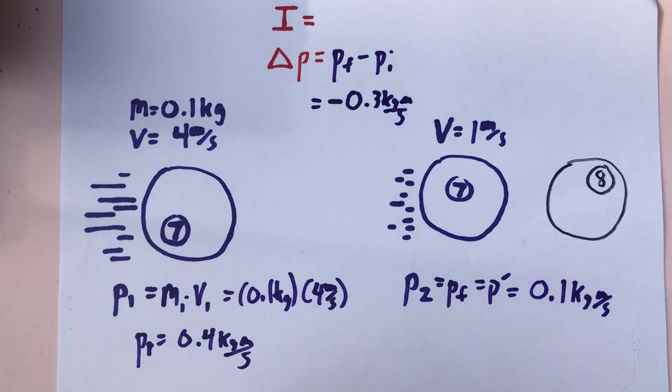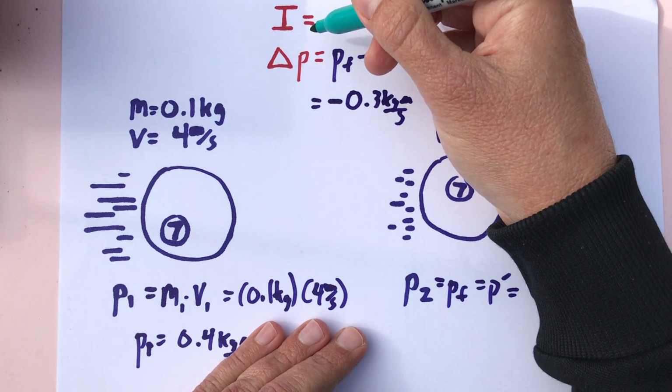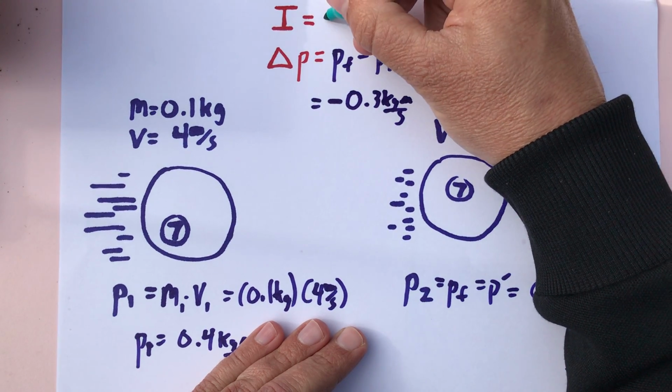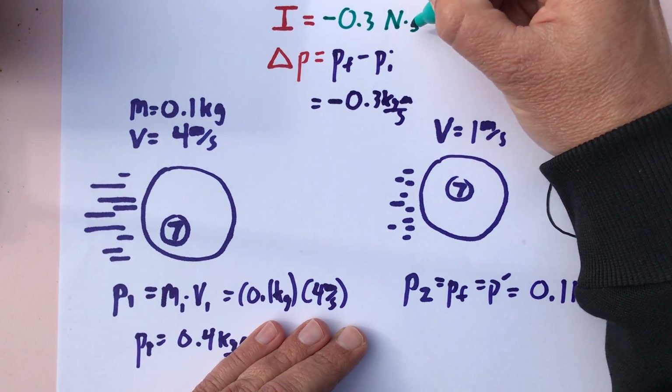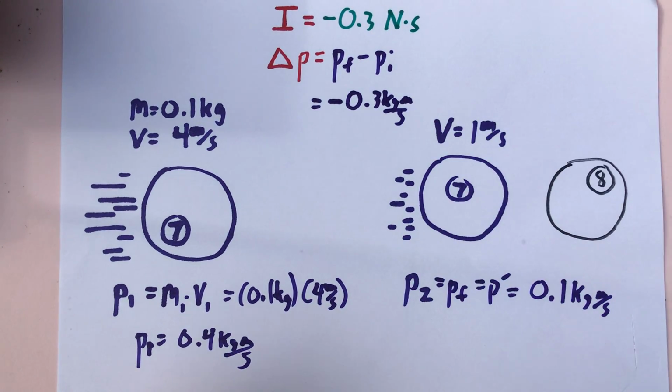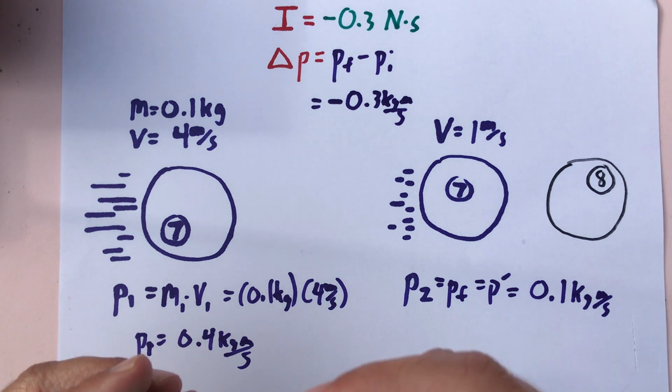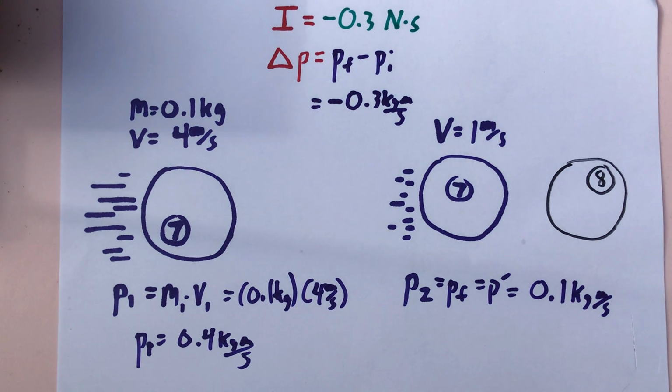And so then we know immediately what the impulse is, because the impulse is always equal to the change in momentum. So the impulse is also negative 0.3, although the only difference is we tend to write Newton seconds as the unit instead of kilogram meters per second for the unit, but they're essentially the same thing, doesn't really matter.